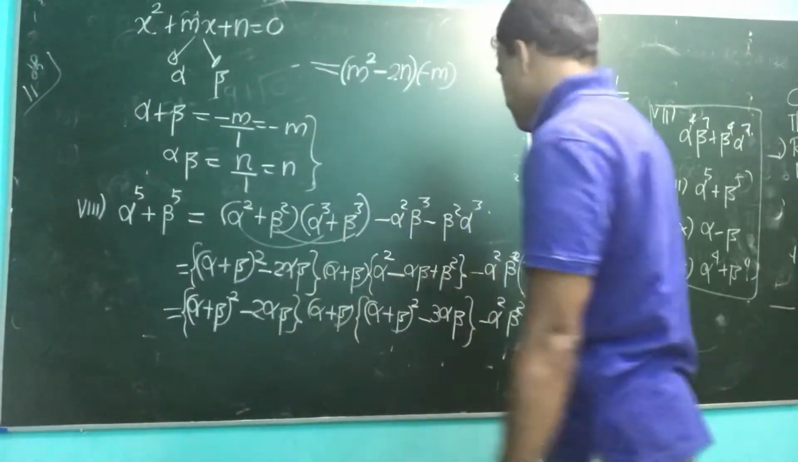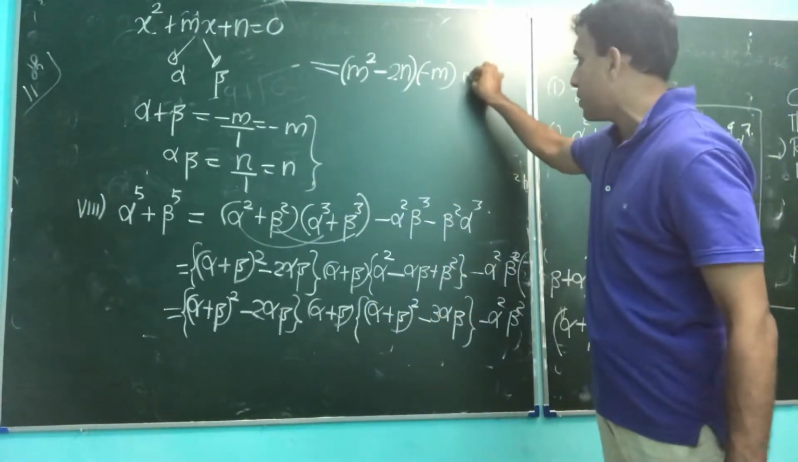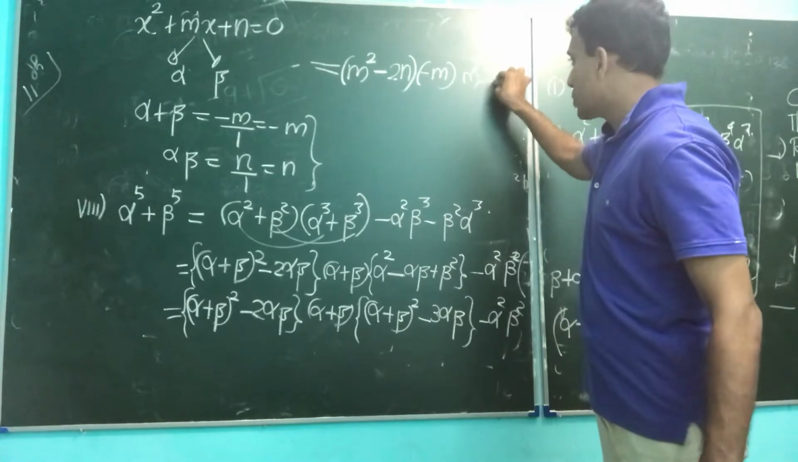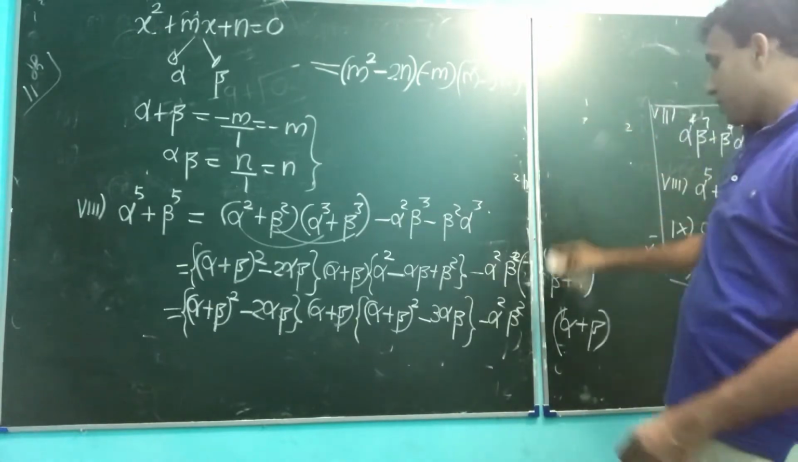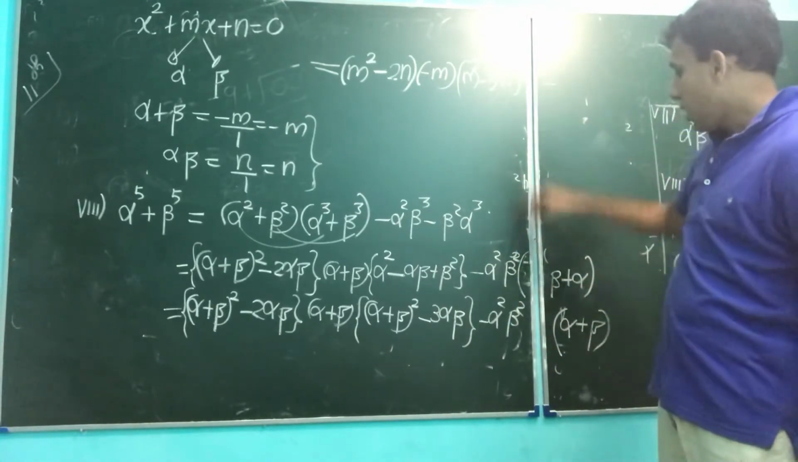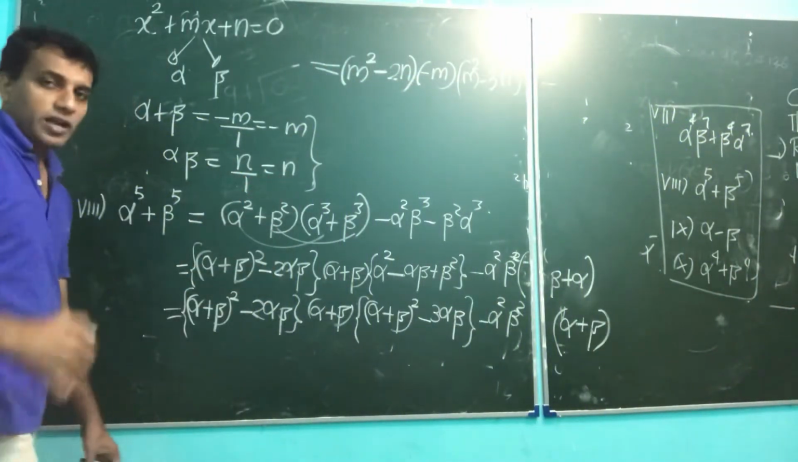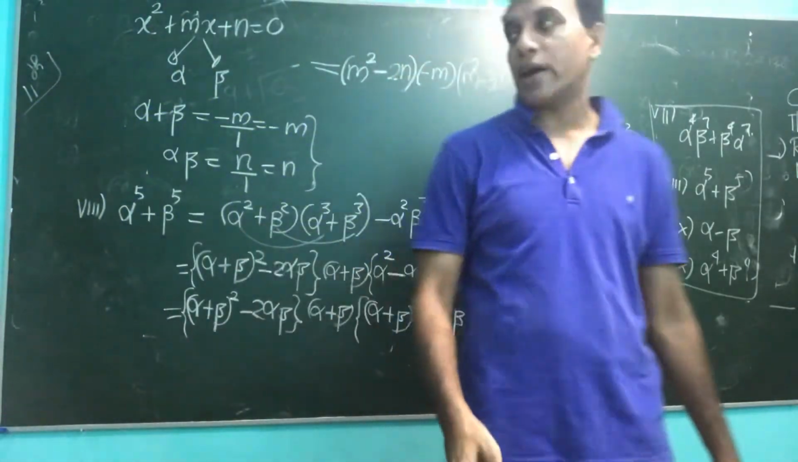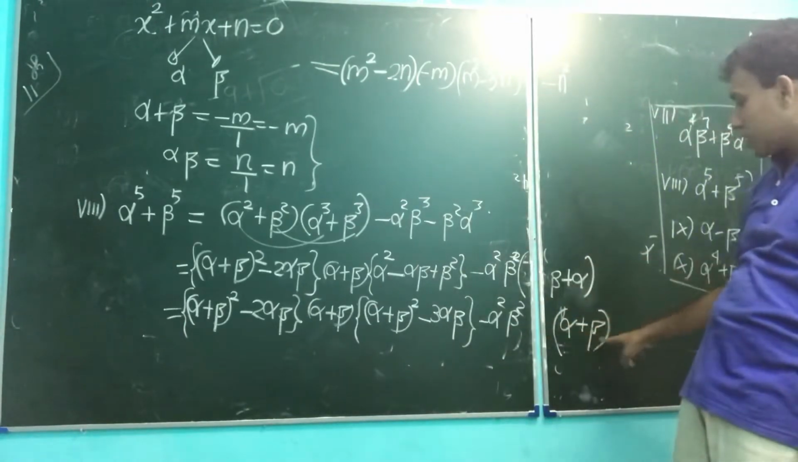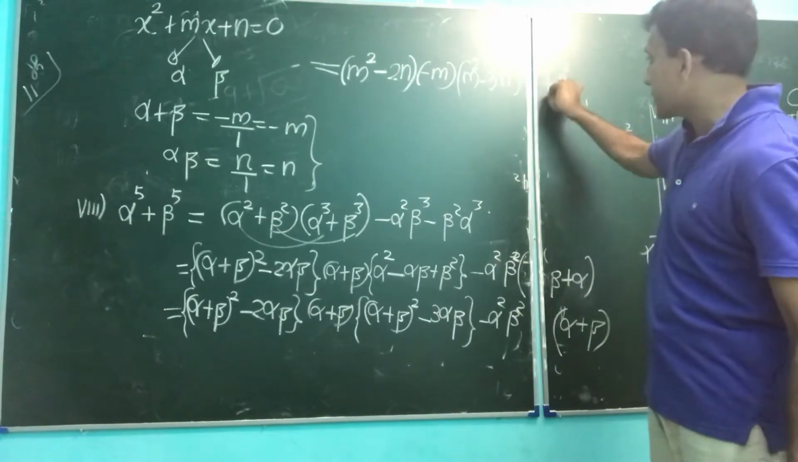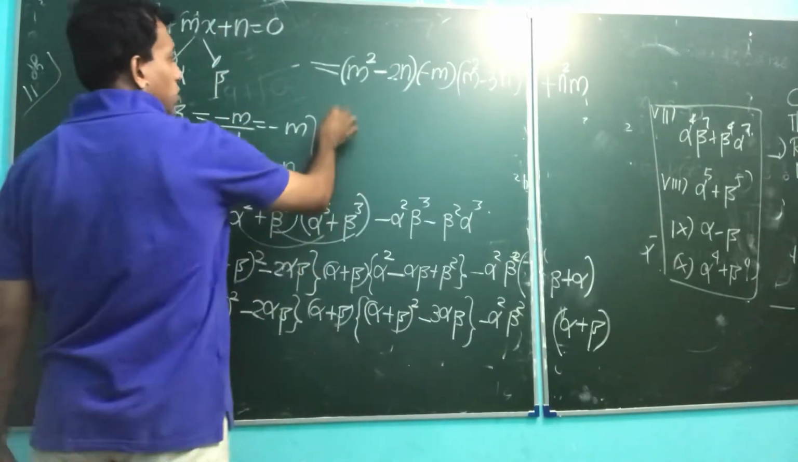And what is the next bracket? Alpha plus beta, all things square, that is m square minus 3n, okay? So again, minus alpha square beta square. What is alpha beta? n. Therefore alpha square beta square is n square, right? So n square minus n square into alpha plus beta, which is minus m. So can I say plus m therefore? Okay, this is the answer. Or I can give a form like this.